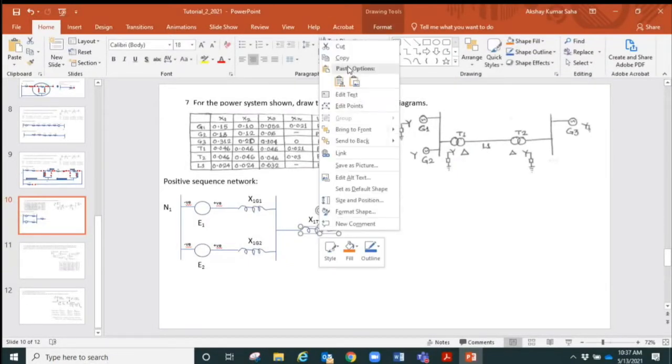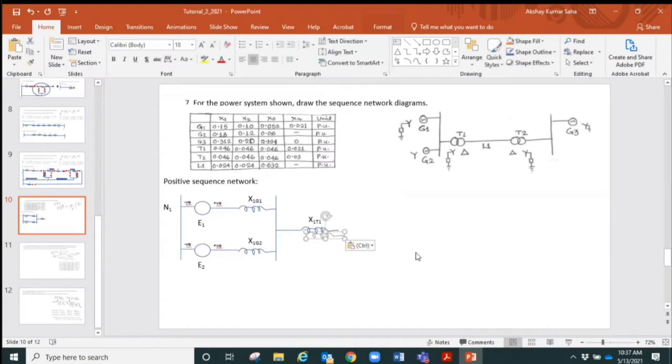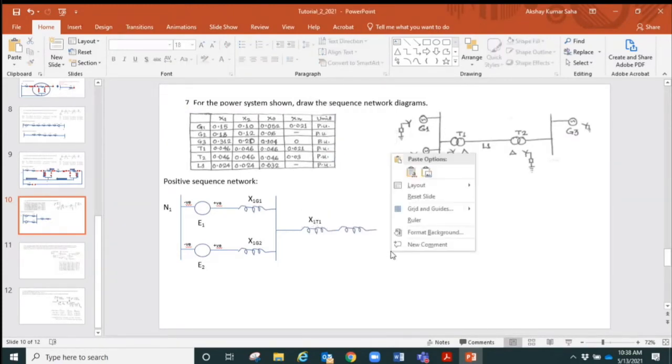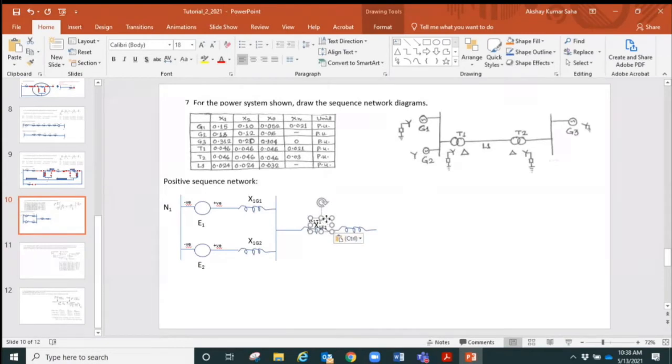So I can copy this one and paste it to this part and show it as the line positive reactance. So it will be L1 and the x1 is the positive reactance of line 1. It's labeled as L1 on the table and the system diagram. We must use the same label.